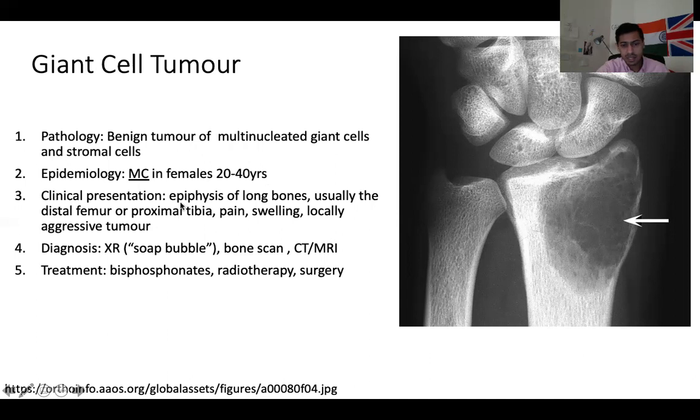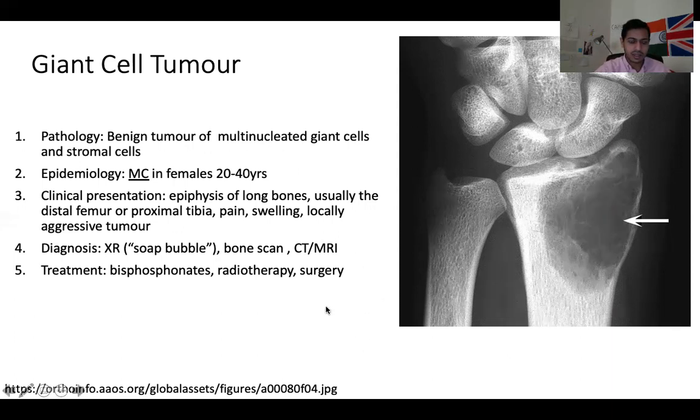And its clinical presentation usually affects the epiphysis of long bones. So as we can see here, this is the epiphysis region of the radius, and it also can affect the distal femur or the proximal tibia. Typically, there will obviously be pain, and there can be some swelling, and it can be locally aggressive. And when I say locally aggressive, it can start to become a bit invasive, and it can invade soft tissue.